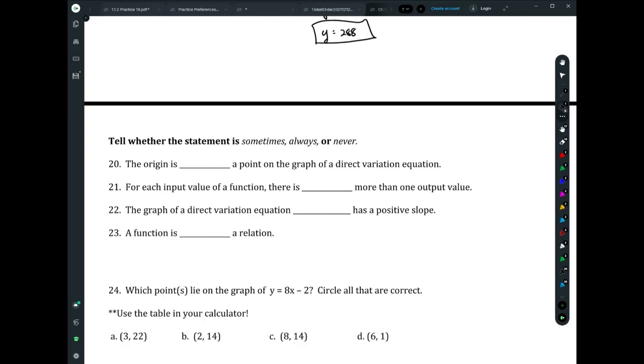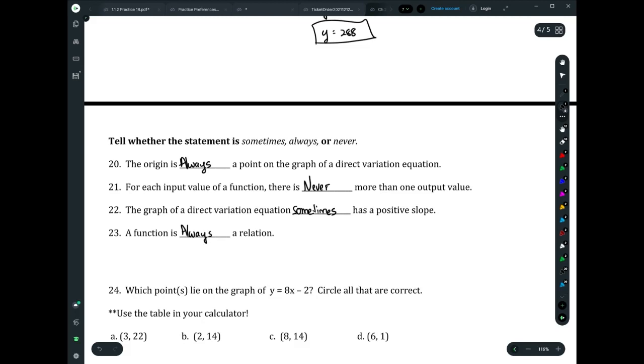As for direct variation, the origin is always a point on the graph. It always goes through the origin. For each input value of a function, there is never more than one output value. The graph of a direct variation equation sometimes has a positive slope. It could actually have either. And a function is always a relation. So be wary of some of those.